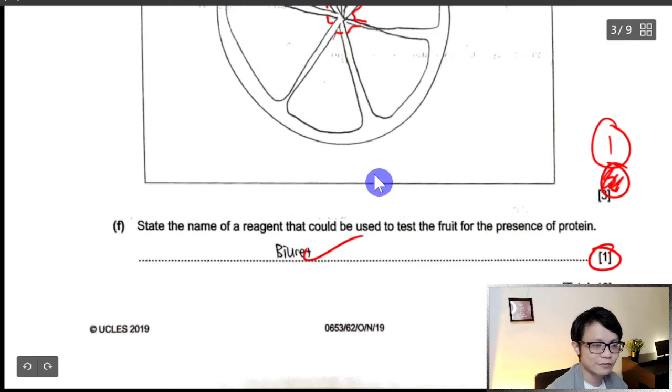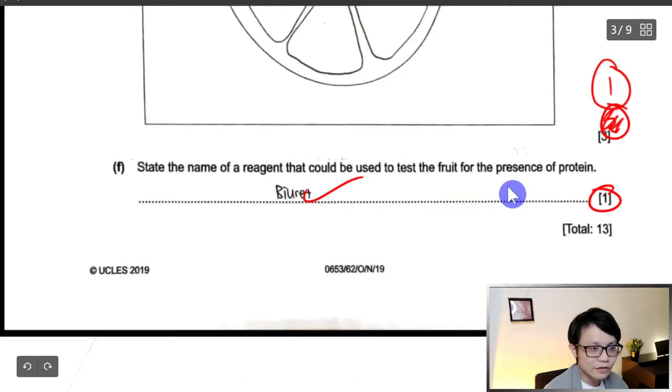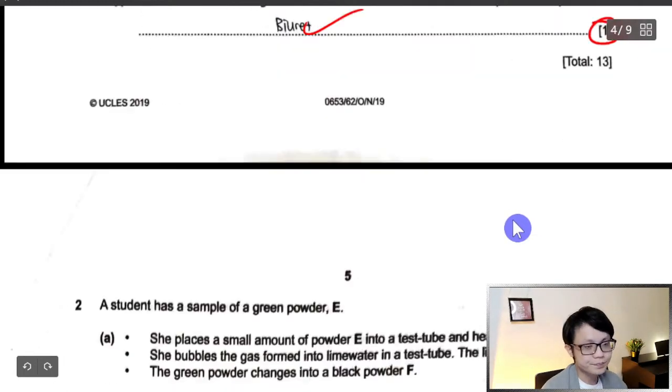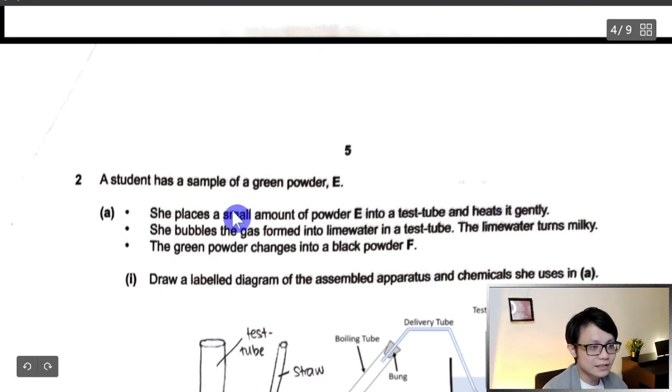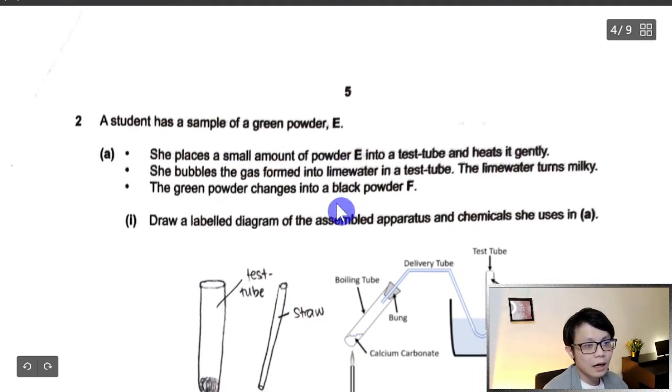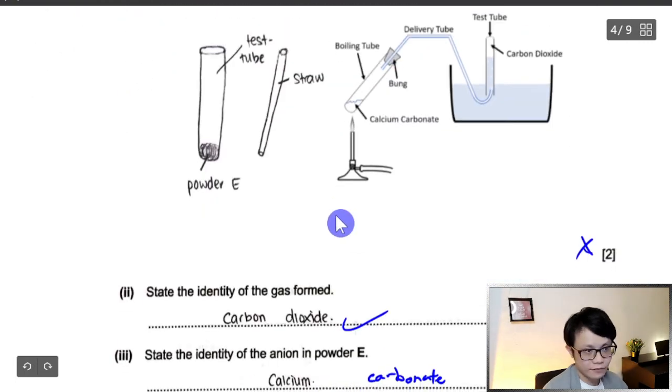Name the region that we use to measure the pressure of protein. Burette, correct. Burette is to measure protein. A student has a sample grain powder of E. The student didn't get any mark for this one.